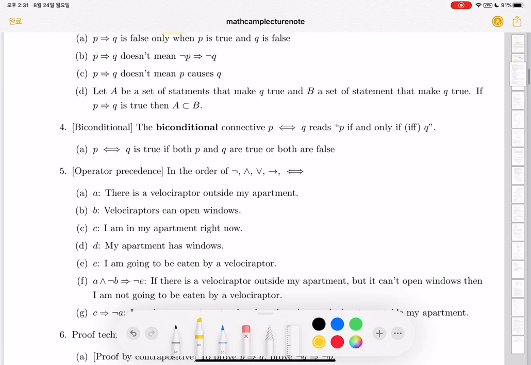Okay. And there's this biconditional connective. P if and only if Q means if P then Q, and if Q then P. So it's called the if and only if relation, and this reads P if and only if Q.